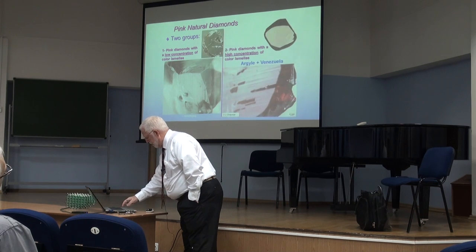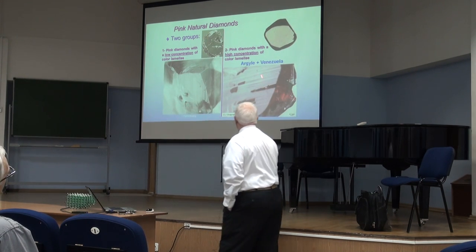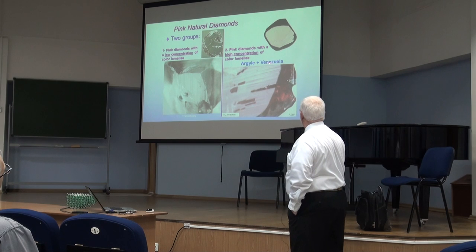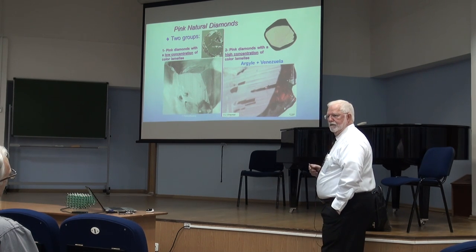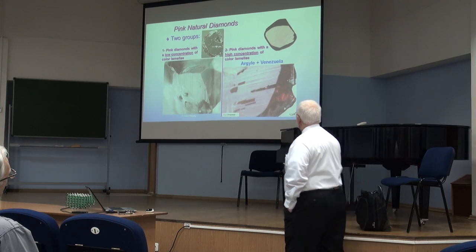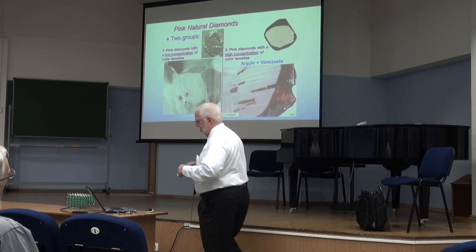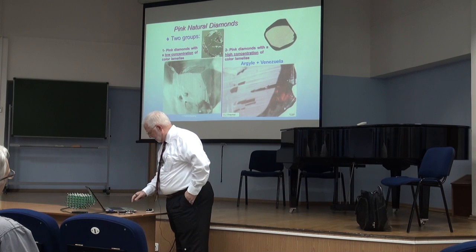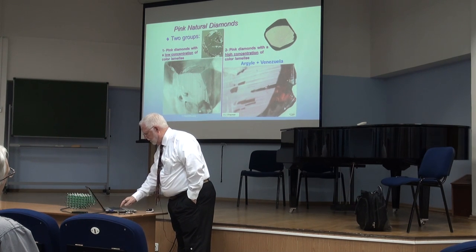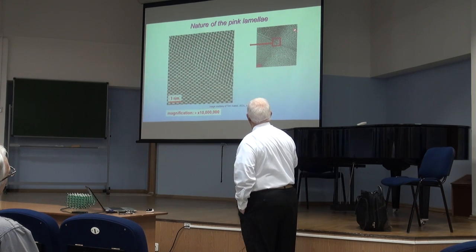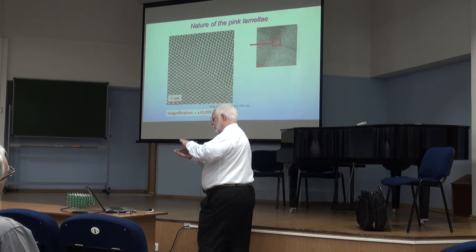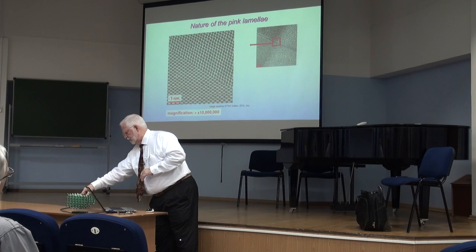The other group is from Argyle and also some deep mines in Venezuela. It also has pink lamella, but a much higher density of these pink lamella. So we've now sliced and polished diamonds. We've made very, very thin slices. And the next image I'll show you is actually a transmission electron micrograph, where we've gone through a slice of diamond that's been ion milled down to about 100 angstroms.